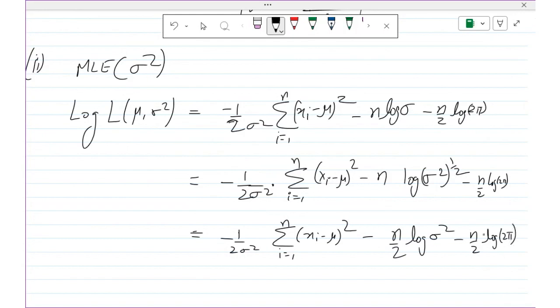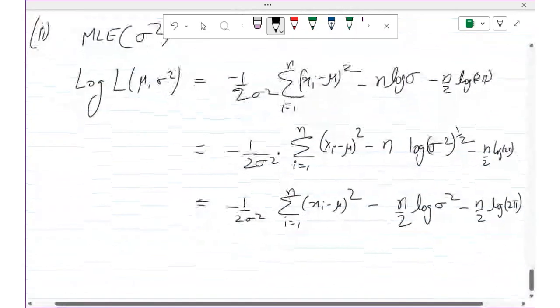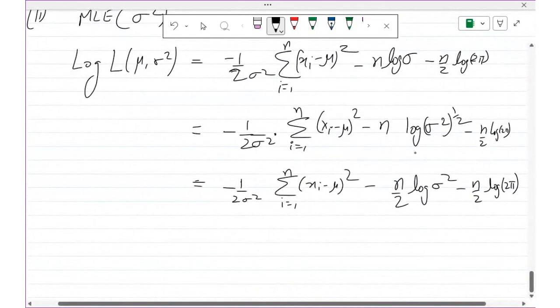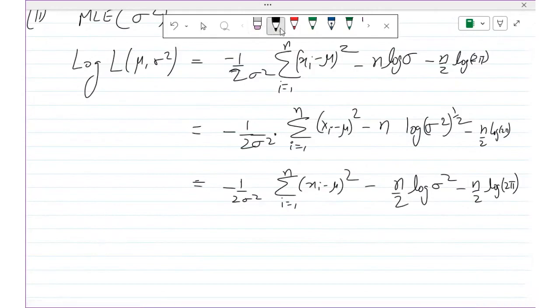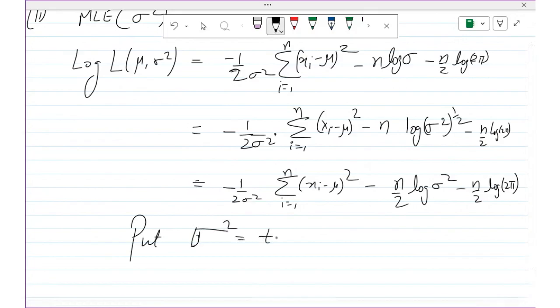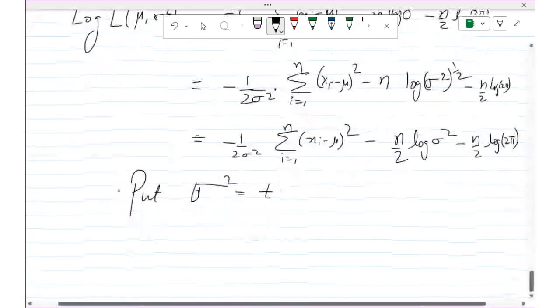Any doubt, students? The doubt would be why I'm converting this sigma in terms of sigma square. Because I have to find the maximum likelihood estimator of sigma square. That is why wherever I have sigma, I am making it sigma square, so that I can find the derivative with respect to sigma square easily. Now derivative with respect to sigma square, we don't know how to do it. So in place of sigma square, I am putting sigma square is equal to t, so that we are not confused.